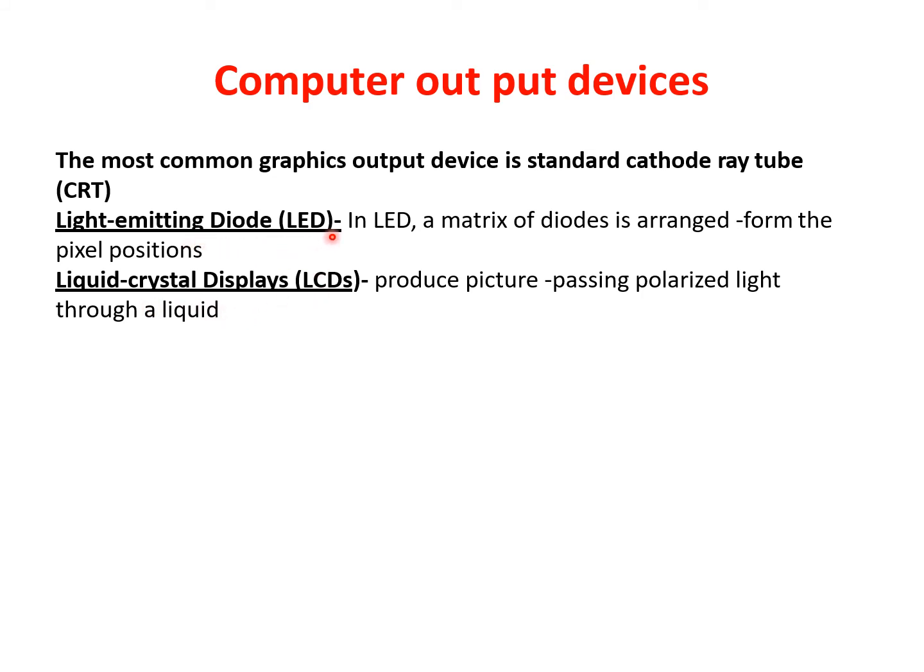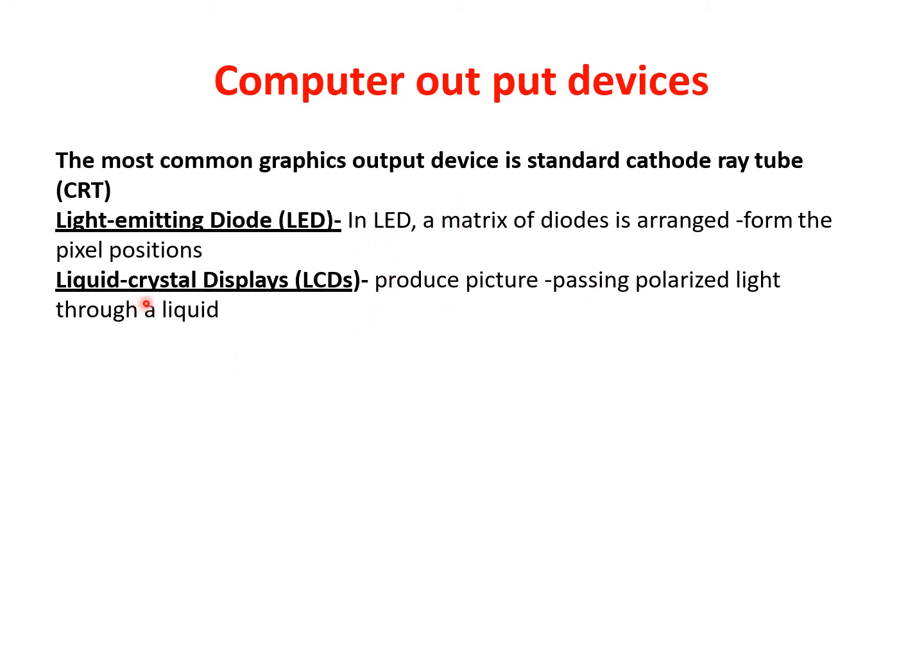Now, what is meant by LED? In an LED, a matrix of diodes is arranged, like a bunch of diodes, to form the pixel positions. A pixel is a point on a screen. To form those pixels, we use a matrix of diodes.